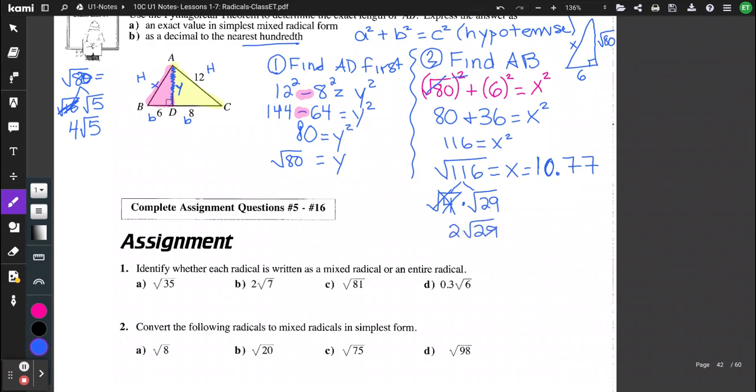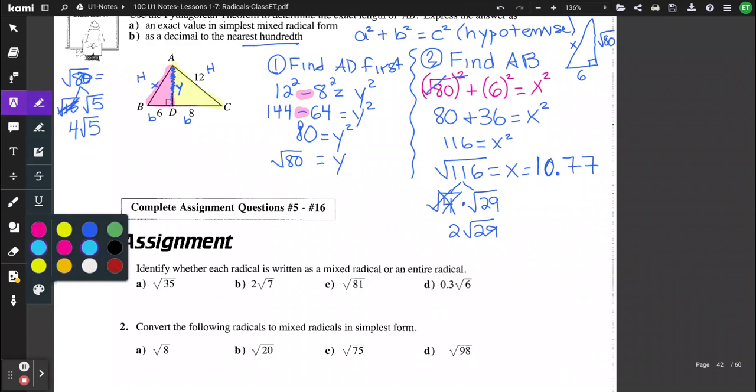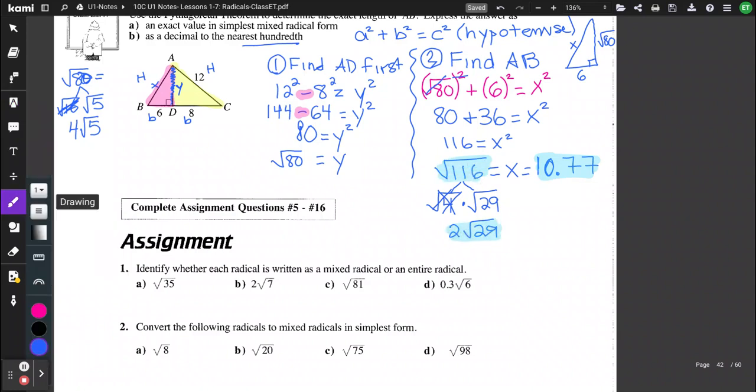So our final answers, we have 3 of them. We have the decimal, we have the entire radical, and we have the mixed radical. Triple hint on your quiz, the next quiz, this kind of question will be on it with different numbers. So put a star beside it, circle it, or put a Q beside it to know it's going to be a quiz question. All right, that is the end of lesson 6.